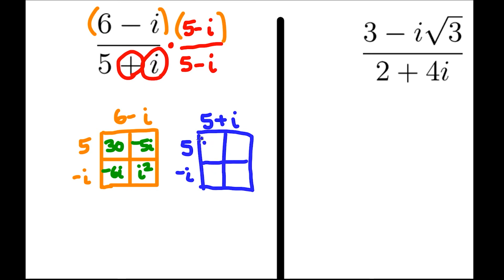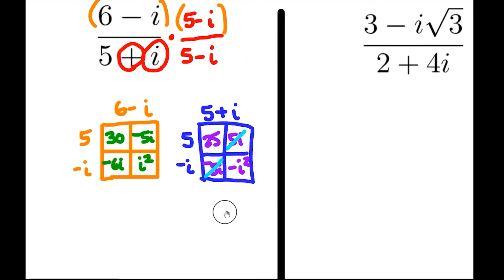So you end up with 25, and then you have 5i. You have negative 5i here, which is going to cancel those two, and then you have negative i squared here. Okay, so this is going to cancel with this because negative 5i and positive 5i are going to cancel out.